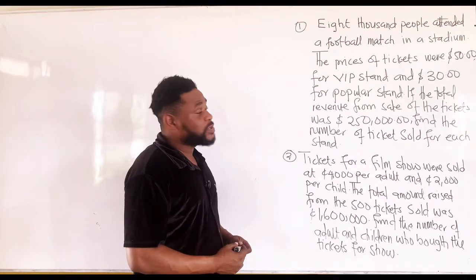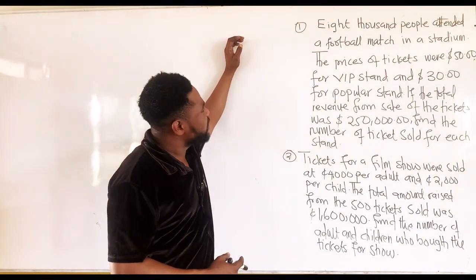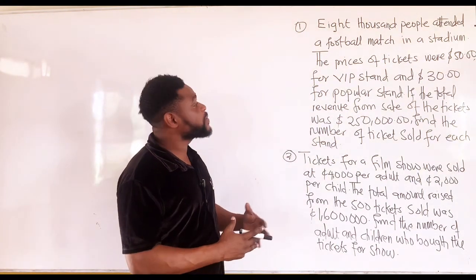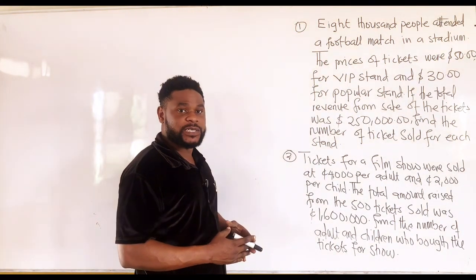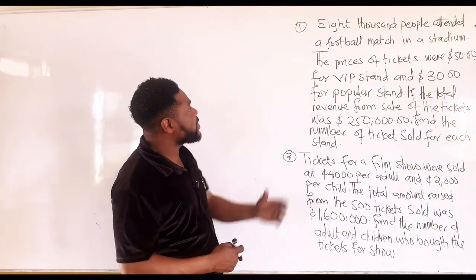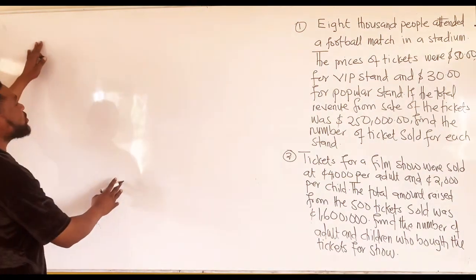In this episode, we want to look at some word problems in mathematics, where questions are given in a story form, and based on that, we derive equations to solve for whatever we are looking for. Let us look at question 1 and see how we can derive equations from what is given to us.